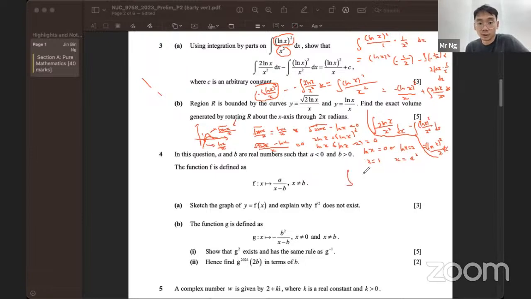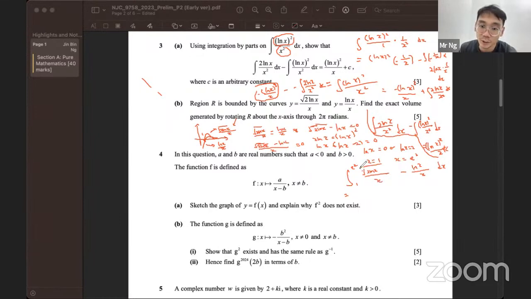So integrate square root of 2 ln x over x minus ln x over x, from 1 to e to the power 2, dx. And that will give you, maybe we need to use a previous example, I don't know. Oh, sorry. Rotated about the x-axis through 2 pi radians, so 360 degrees about this one.